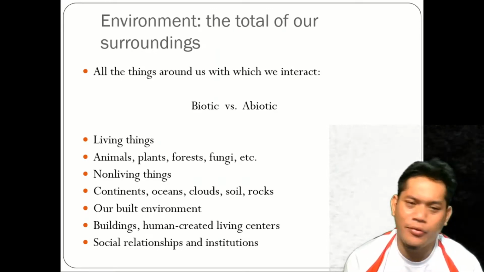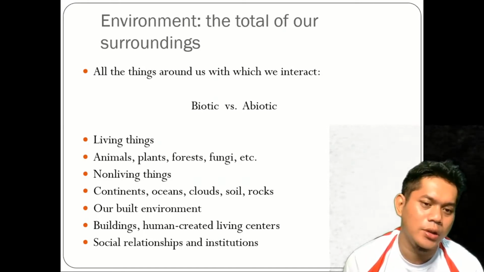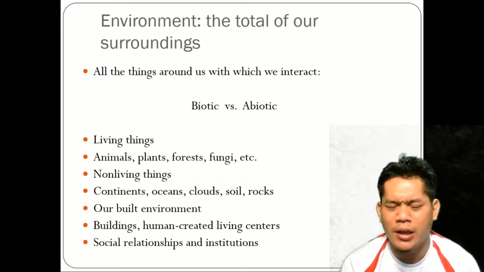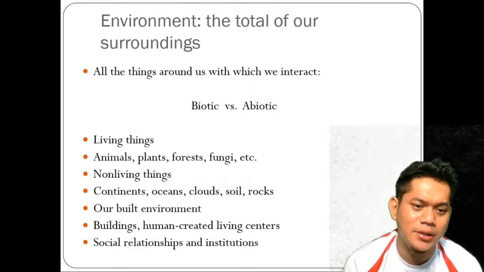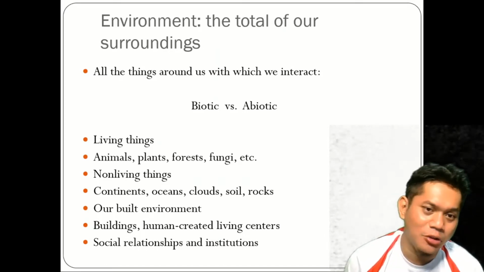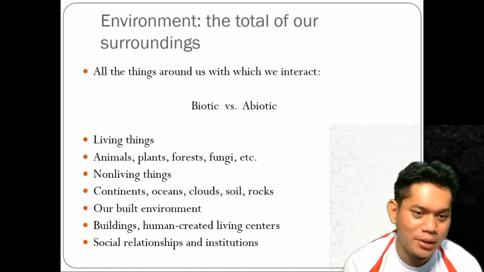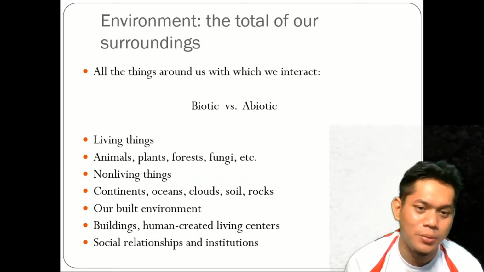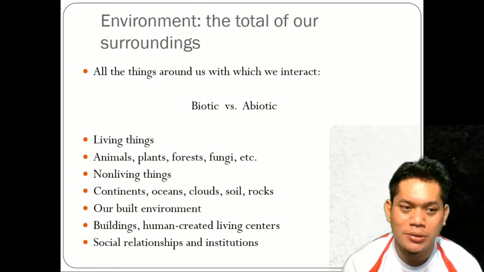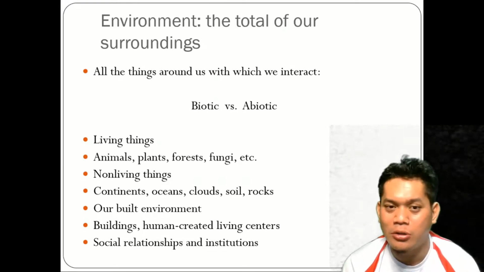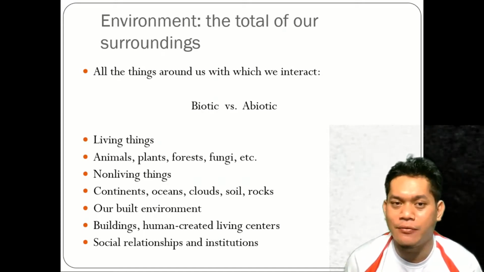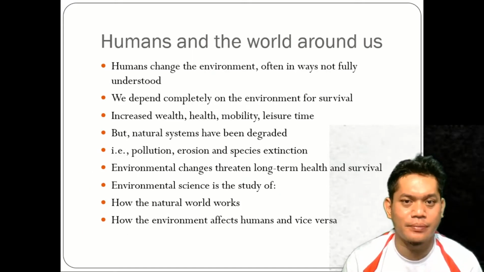Okay, and of course human beings come up with buildings and human-created living centers, and because of this, social relationships and institutions happen. Those interactions between human beings and the environment could involve the biotic and abiotic. These relationships and dependencies between those two and human beings create the environment that we understand now.